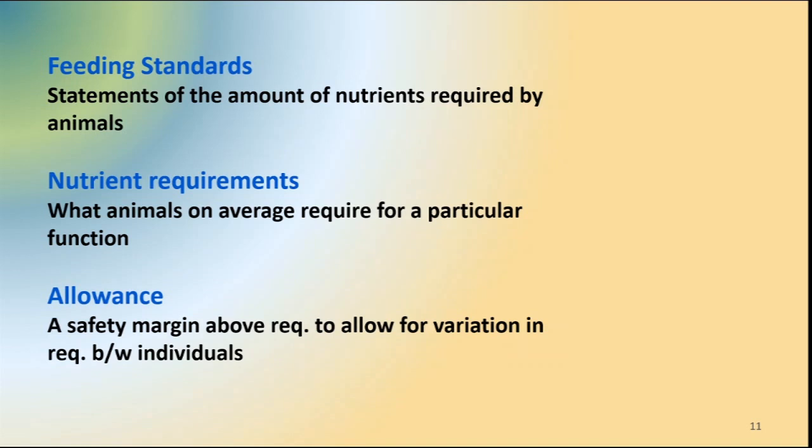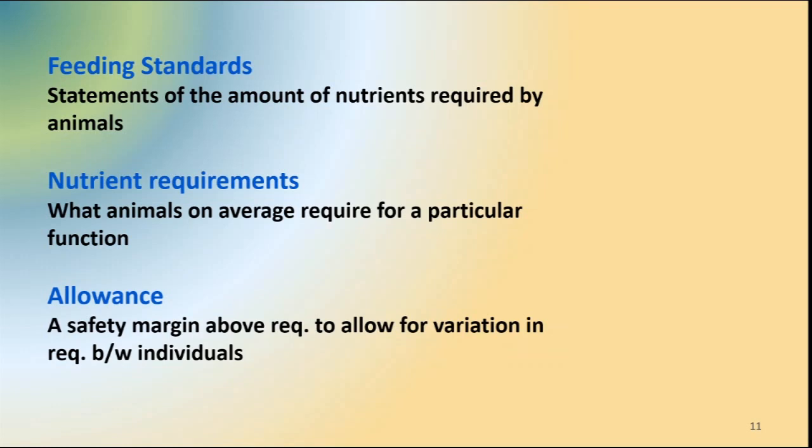Feeding standards are basically statements of the amount of nutrient required by an animal. Whereas the nutrient requirement is what an animal on average requires for a particular function. How much quantity, on an average basis, of a particular nutrient is required by an animal for a particular function, that is known as the nutrient requirement. Whereas the term nutrient allowance is different from nutrient requirement. Allowance is a safety margin above the requirement to allow for variation in requirement between individuals.